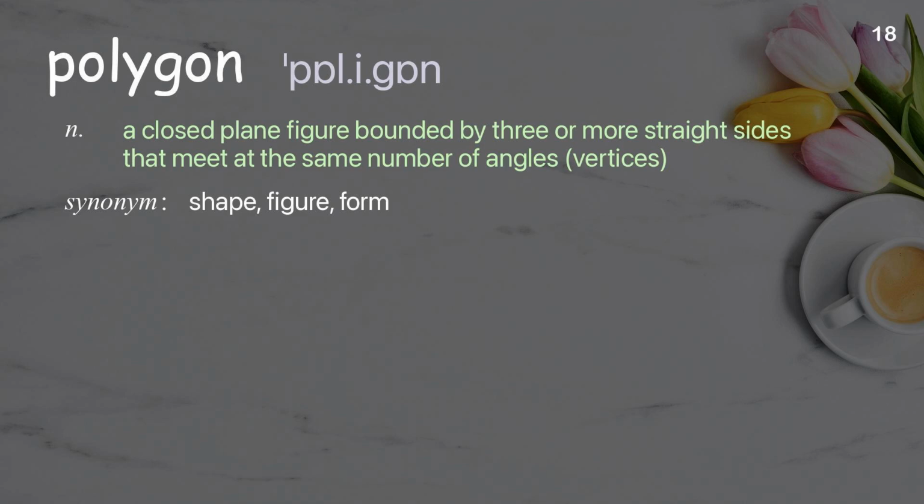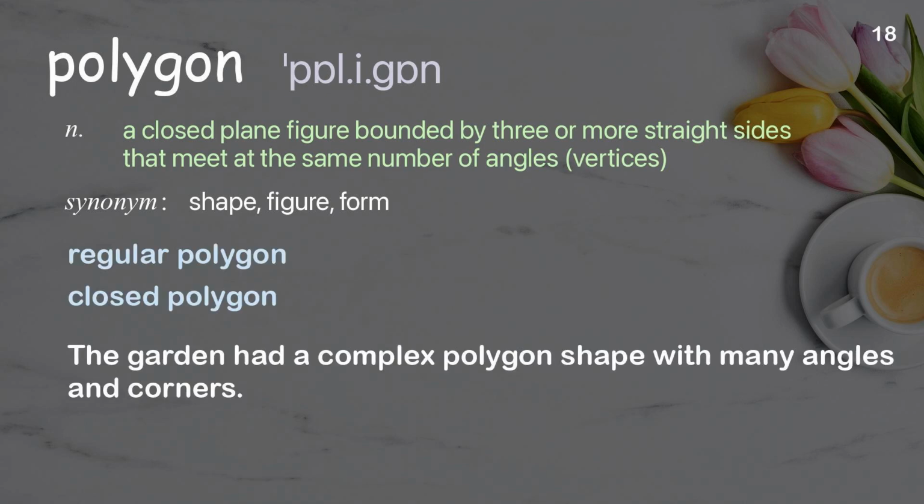Polygon. A closed plane figure bounded by 3 or more straight sides that meet at the same number of angles, vertices. Examples: Regular polygon. Closed polygon. The garden had a complex polygon shape with many angles and corners.